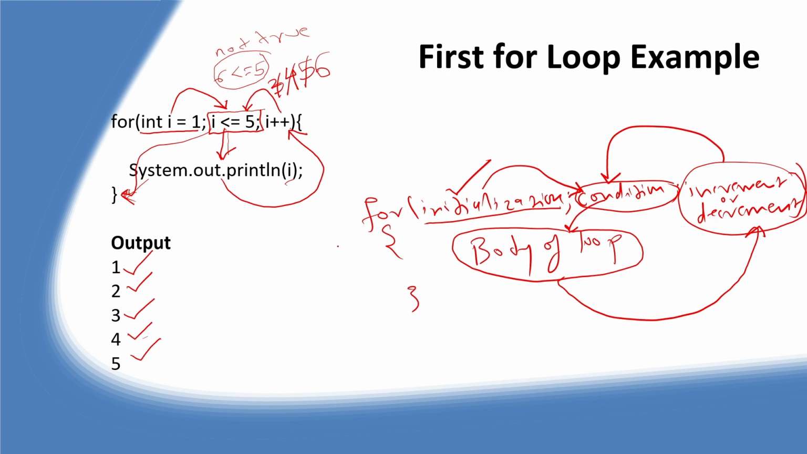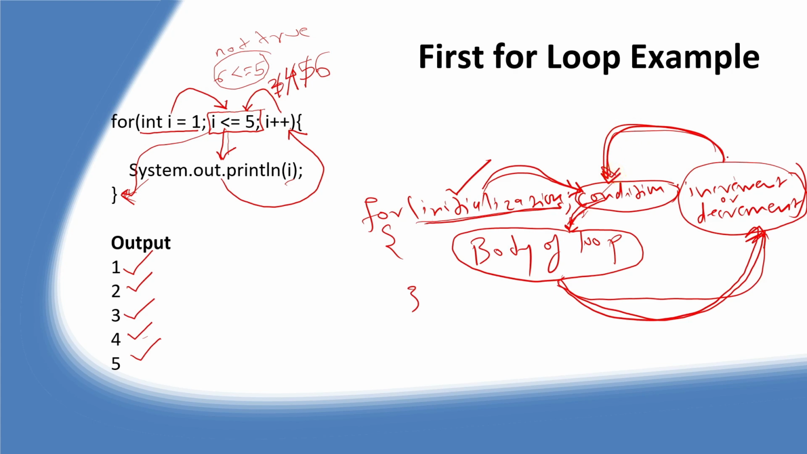So this is the whole execution flow of a for loop. Initialization will be happening only the first time. Then from initialization, it will go to condition check. And then if the condition is true, it will go to the body of the loop. After execution of the body, it will go to increment, then again condition check, then body, then increment, then condition check.